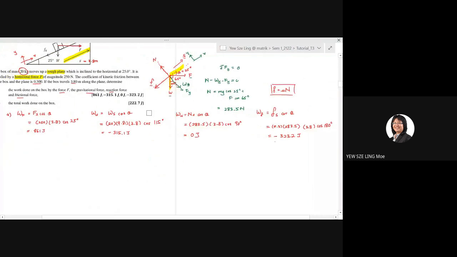Okay, so work done by 4 forces, you can write it down first. Okay, you can write it down first.